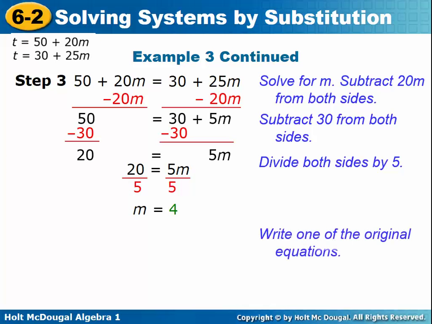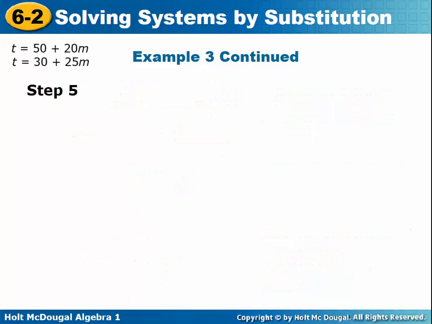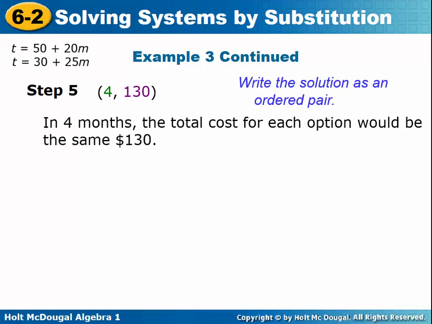Once you know what M is, just plug that back into either one of your original equations to find what the total cost is. And we find that our total cost is equal to 130. Now remember, our M was months, and our total cost was 130, so that means that at 4 months, it is $130 for either option, which is a pretty good value for cell plans.